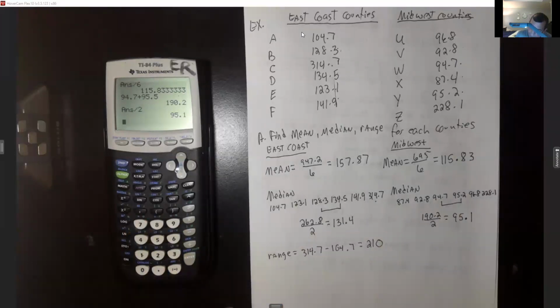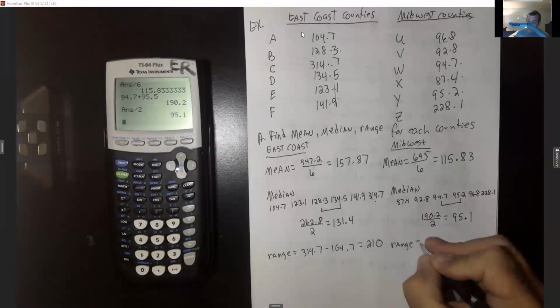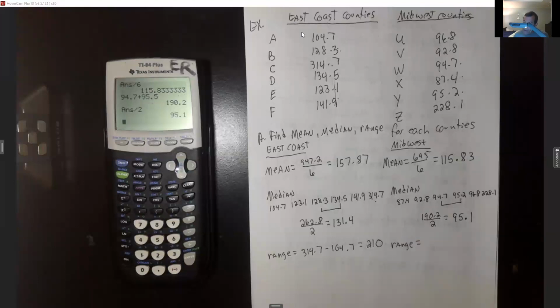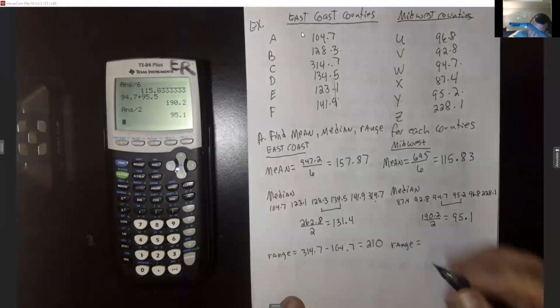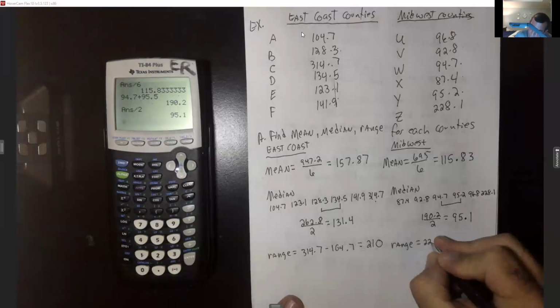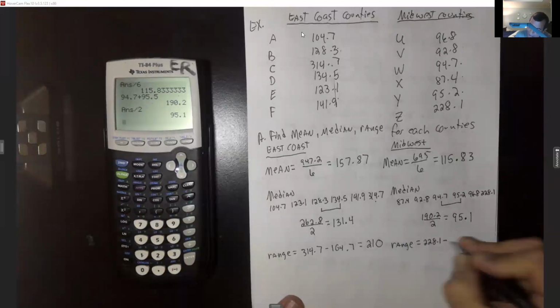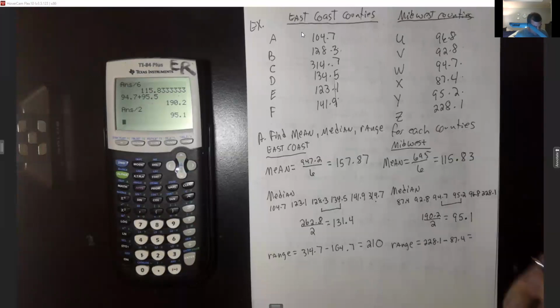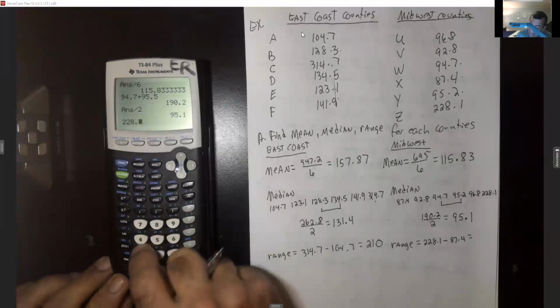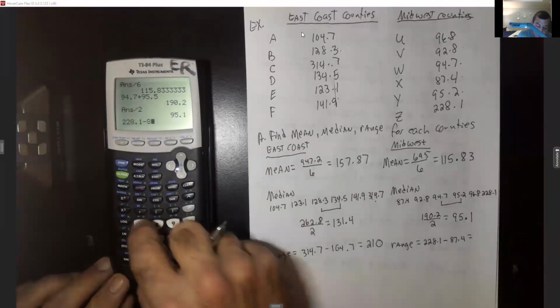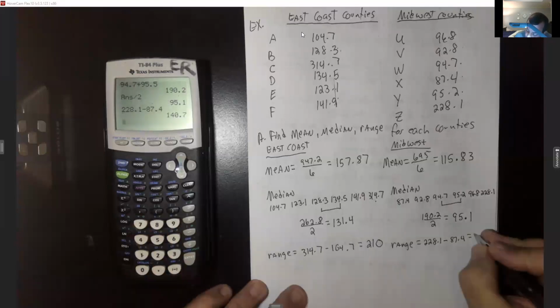Now, finally, we got to get the range. So the range is going to be the difference of the highest number minus the smallest number. So that's going to be 228.1 minus 87.4. And I can round to 2 decimal places if needed. So 228.1 minus 87.4 gives me a range of 140.7.